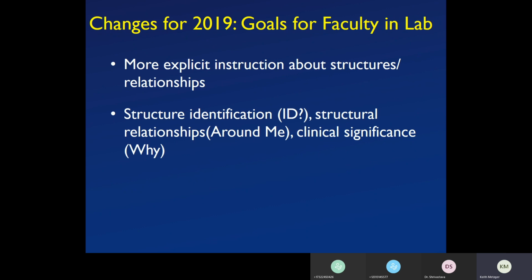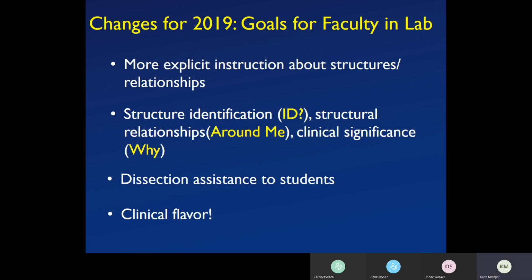And like I said, I'll go through an example, but as a little easy way to remember this, and we'll put this on your name tags as well. ID, structural identification. Around me, structural relationships. And why? What's the clinical significance of these structures? Okay, so whenever you walk up to a table and you can't remember what am I supposed to do with these guys, think ID, around me, why. At the same time, we want you to, as needed, be providing assistance in dissection to students.